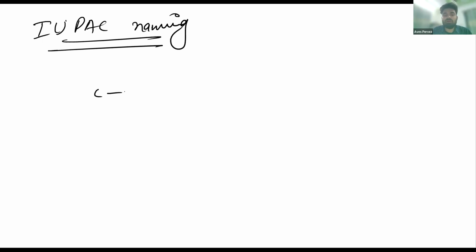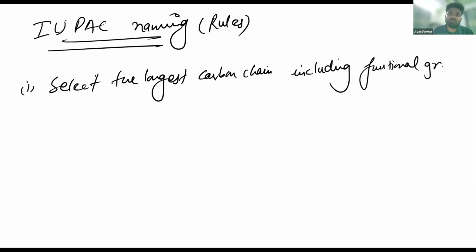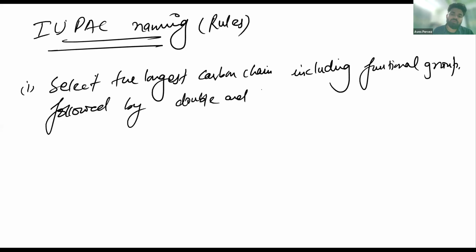Example. IUPAC naming rules, we are just discussing this one. The first rule is select the longest carbon chain, including the functional group, followed by double and triple bond.